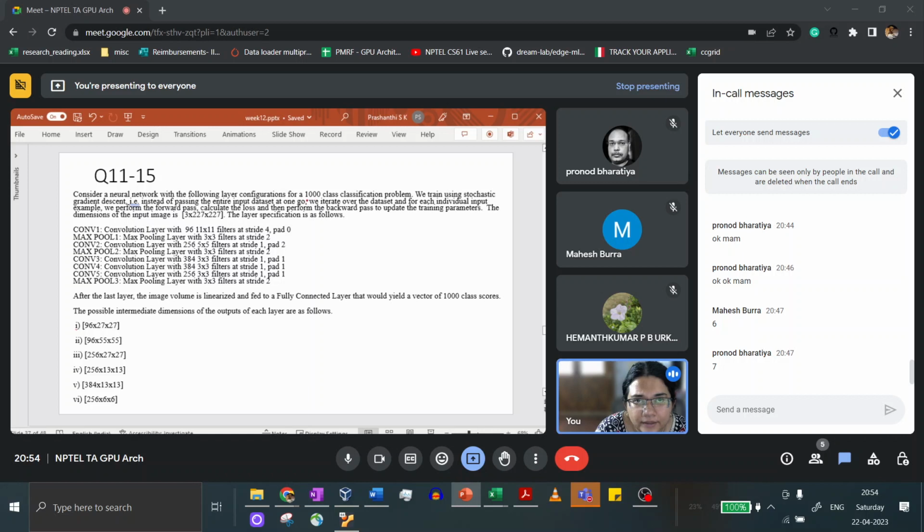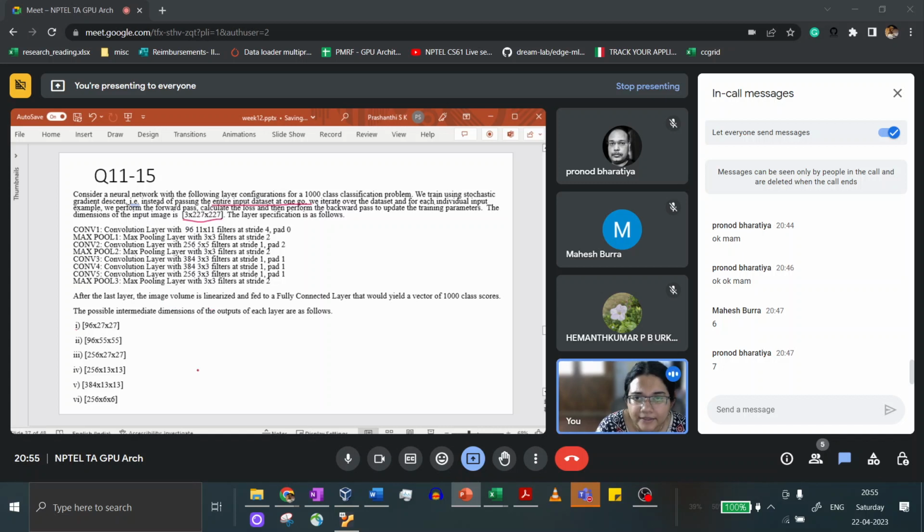So again, it's a 1000 class classification. We train using SGD. Basically, instead of passing the entire input data set at one go, we iterate over the data set, and for each individual input example, we perform the forward pass, calculate the loss, and then perform the backward pass to update the training parameters. Dimensions of the input image are 3 cross 227 cross 227. Layer specifications are here, but we'll come back to this in the questions.